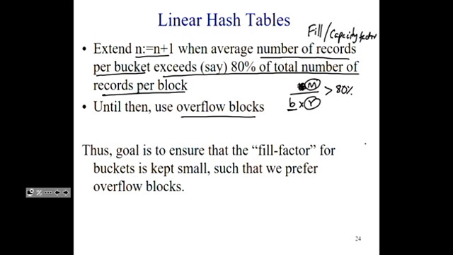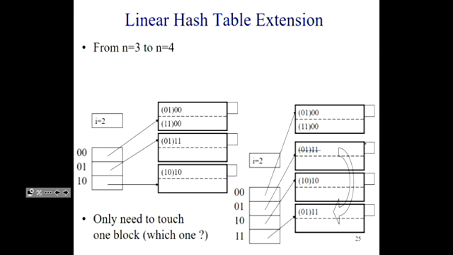So the overall goal is to ensure that the fill factor for buckets is kept small, such that we prefer overflow blocks up until a certain point. If we have filled up too much, we'll increase the number of buckets. Okay? So I think that might be it. Okay, so I have one more example.